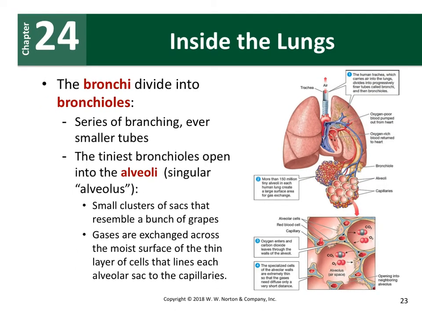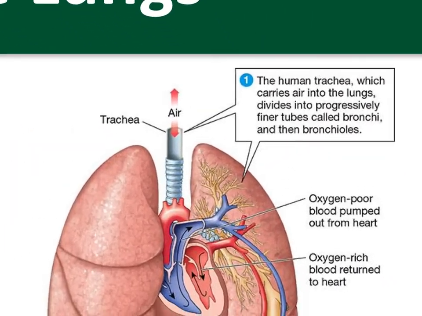So the bronchi divide into bronchioles, which are a series of branching, ever smaller tubes. The tiniest bronchioles open into alveoli, singular alveolus, which are small clusters of sacs that resemble a bunch of grapes. Gases are exchanged across the moist surface of the thin layers of cells that line each alveolar sac to the capillaries, which then exchange oxygen. So let's take a look.